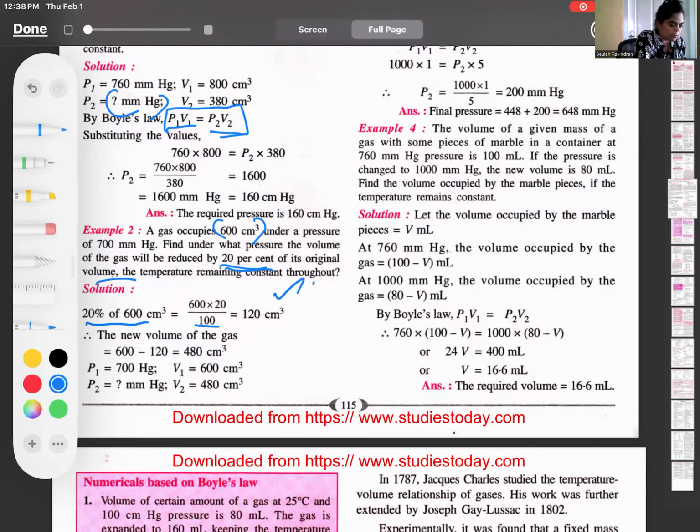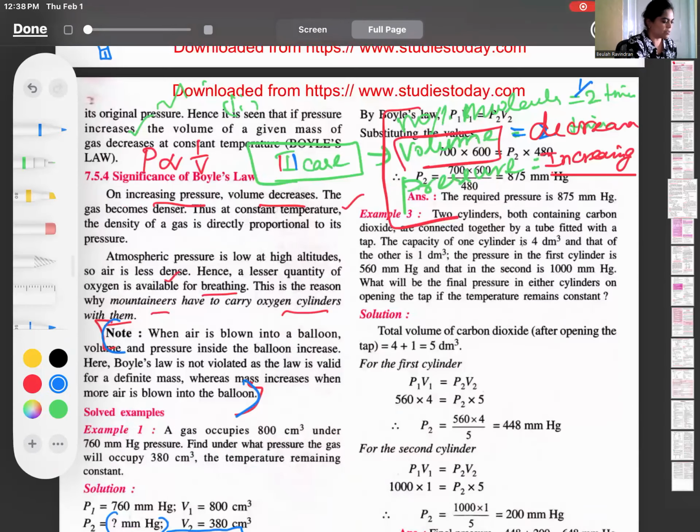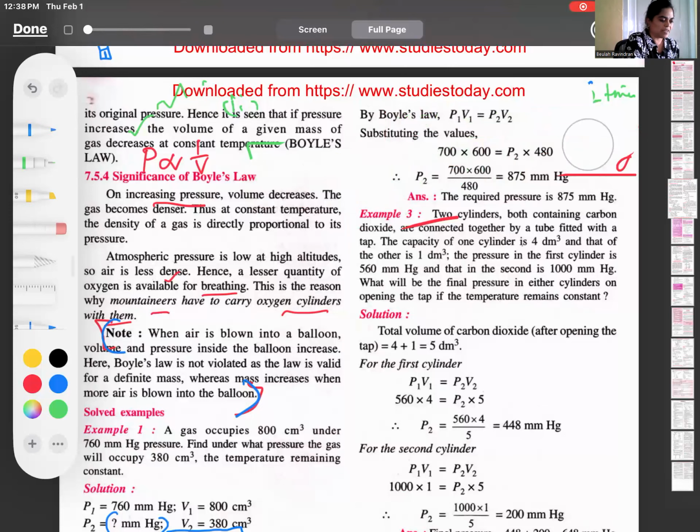That is 120 centimeter cube. You should reduce that: 600 minus 120. That will be the new volume, that is volume 2, 480 centimeter cube. Now you have all these parameters, and P2 is asked. So using Boyle's law, you can easily find all these things. Similarly, from the given ones, you should carefully examine all the problems.